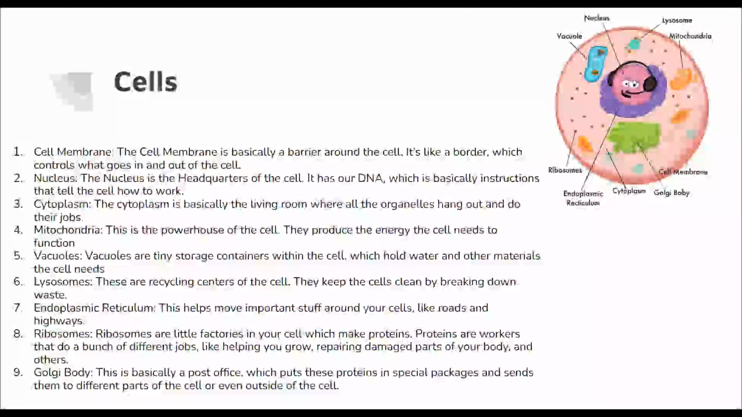So here's an example of a cell. A cell has a bunch of different organelles, all of these little organelles over here. And I'll go on to talk about what these organelles do. Firstly, we have a cell membrane. The cell membrane is a barrier around the cell, like a border which controls what goes in and out of the cell and also protects the cell.